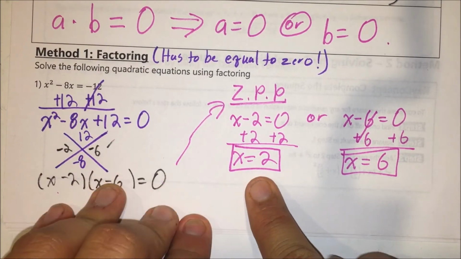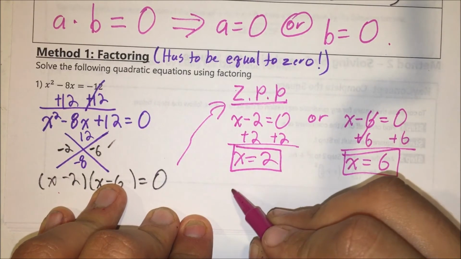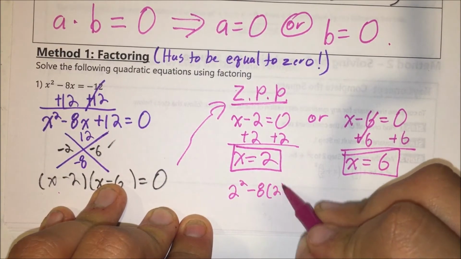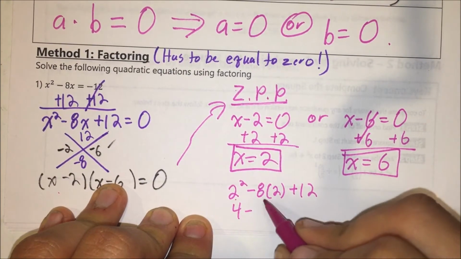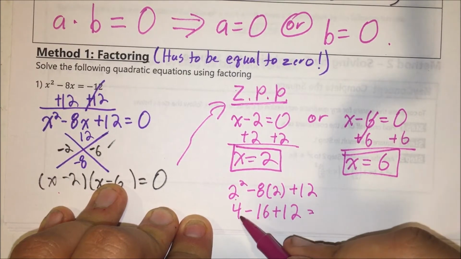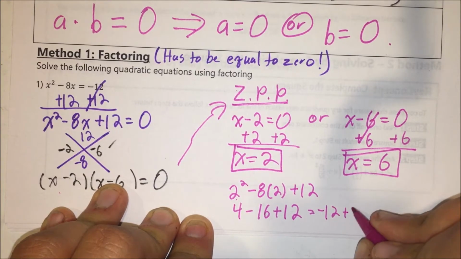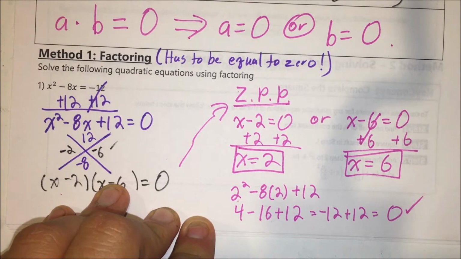So actually, let's test that out. I can actually plug it in. Let's plug it into the one that is equal to 0. So we can say that 2 squared minus 8 times 2 plus 12. 2 squared is 4. 8 times 2 is 16 plus 12. 4 minus 16 is, of course, negative 12. And if I add 12 to negative 12, hey, that just gets us 0. So that works.